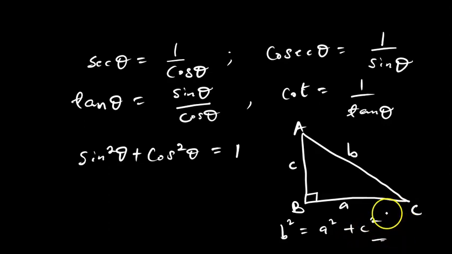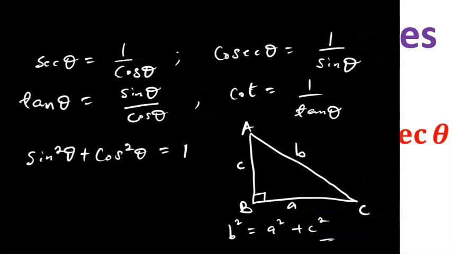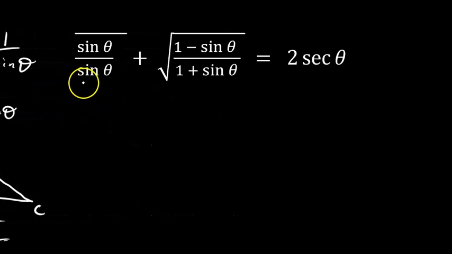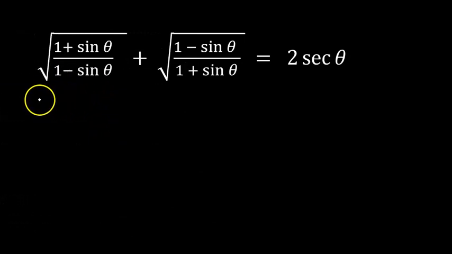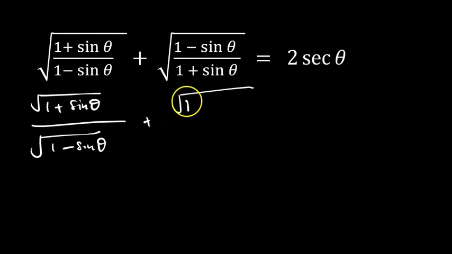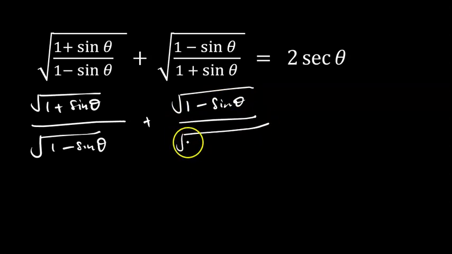With this said, I think we can now see the question. Let's get into the question. We're given the root of 1 plus sine theta, we can easily re-express this to be root of 1 plus sine theta over root of 1 minus sine theta plus the root of 1 minus sine theta all over the root of 1 plus sine theta.